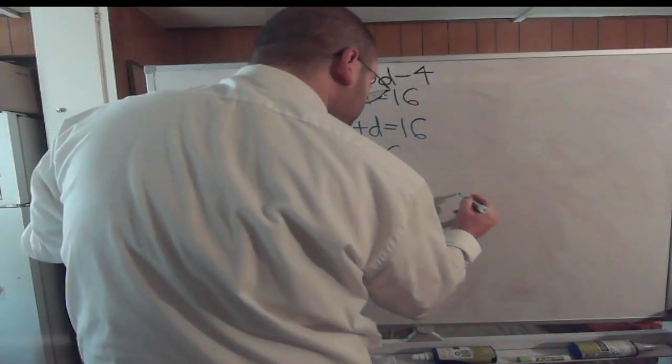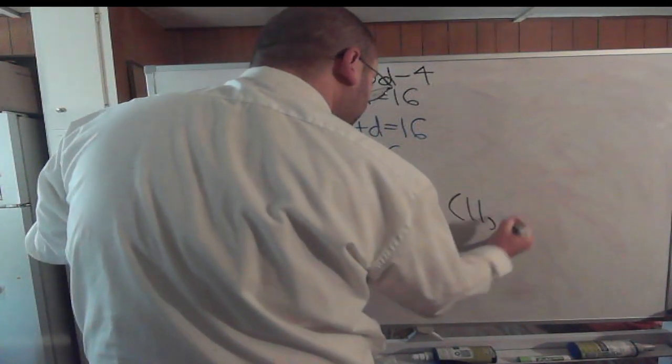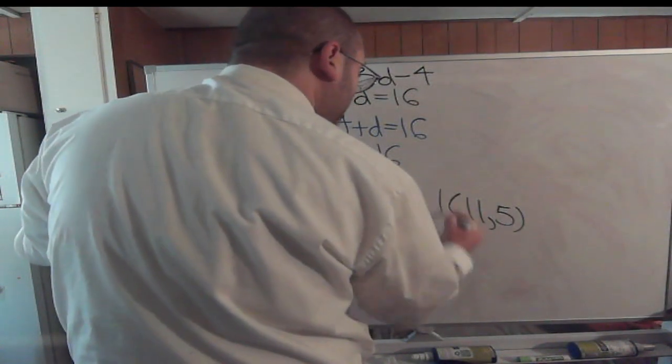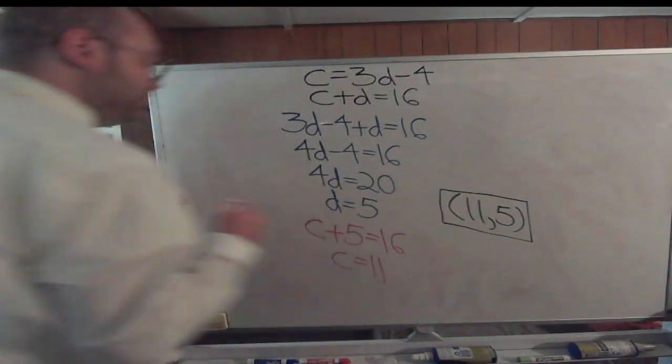So the point of intersection of these two lines would be 11, 5. And that would be your answer for your ordered pair. You would get 11, 5.